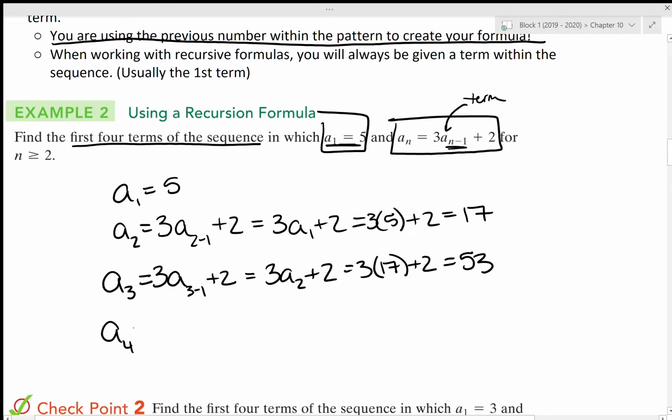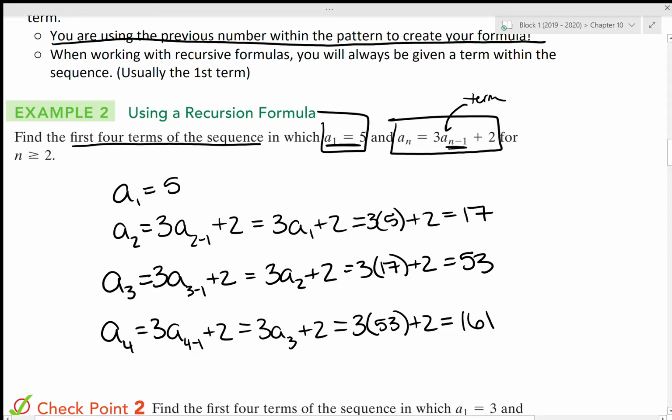Now last, A of 4 is 3 times A of 4 minus 1, plus 2. So 3 times A of 3 plus 2. So it's 3 times 53 plus 2. Now 3 times 53 is 159 plus 2. I get 161. Now the thing you have to be careful with this formula is that if you mess up, let's say I messed up A of 2, that's going to mess up me finding A of 3 and A of 4. So you have to be careful with this.